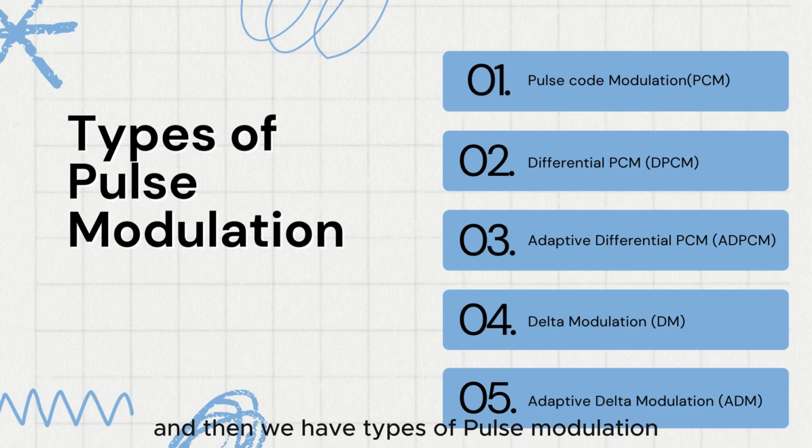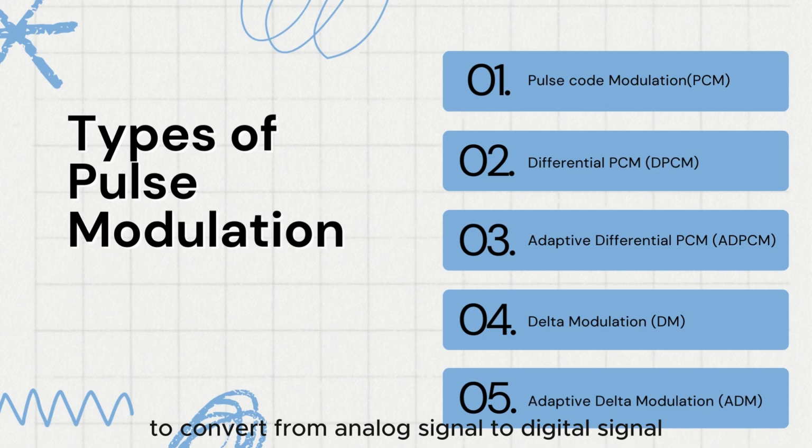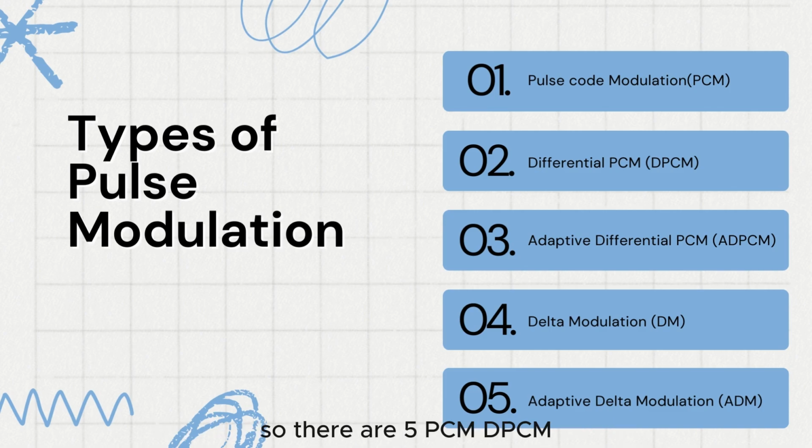And then we have the types of pulse modulation, the methods that we use to convert from an analog signal to a digital signal. There are 5: PCM, DCM, ADPCM, and then DM, and then DAM.